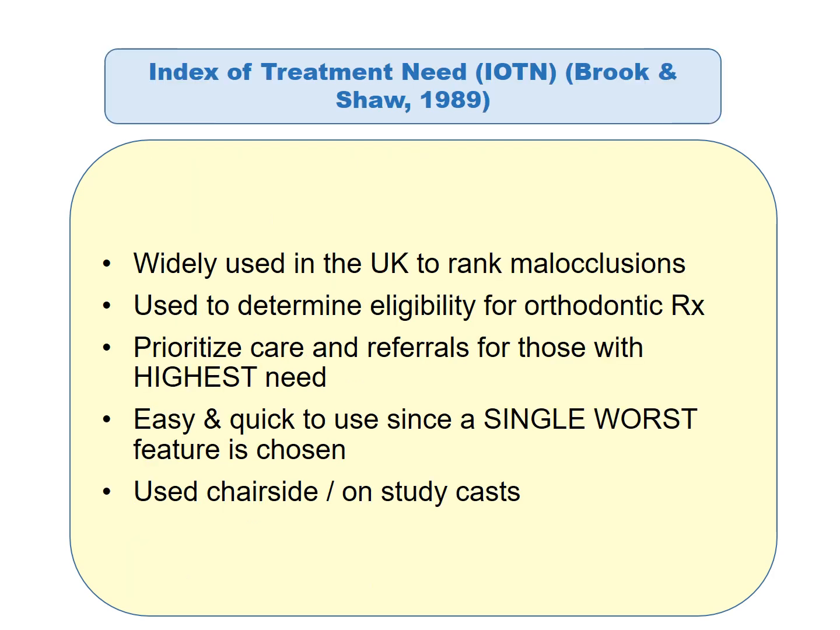Now let's have a look at the index of treatment need, known by the acronym IOTN, okay, which was introduced by Brook and Shaw in 1989. Now this index is widely used in the United Kingdom to rank malocclusions. It's used to determine eligibility for orthodontic treatment, prioritize care and referrals for those with the highest need. It's easy and quick to use since a single worst feature is chosen or recorded. It can be used chairside or on study cast.